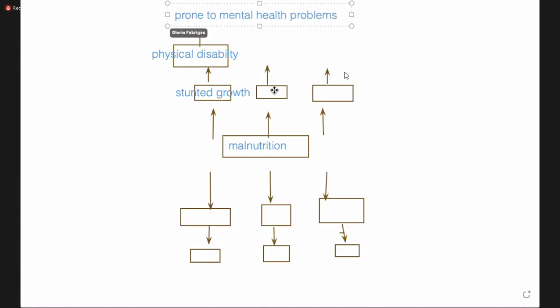Aside from stunted growth, ano pa yung effect ng malnutrition? Depressed immune system. Come again? Depressed immune system, Doc. Yes, very good. Sino sumagot? Hindi ko nakita eh. Timbal, Doc. Okay. Decrease. Depress or decrease immune system.